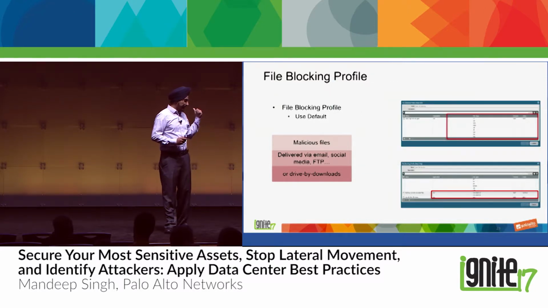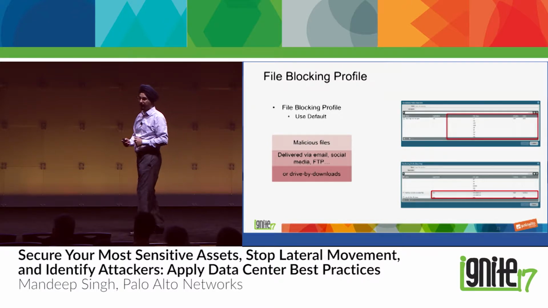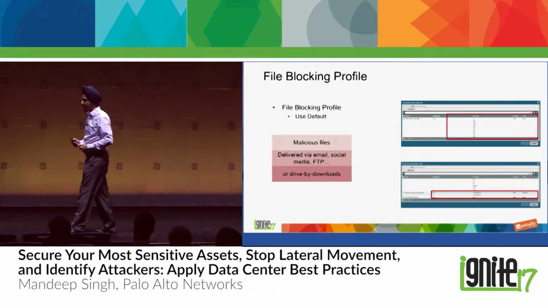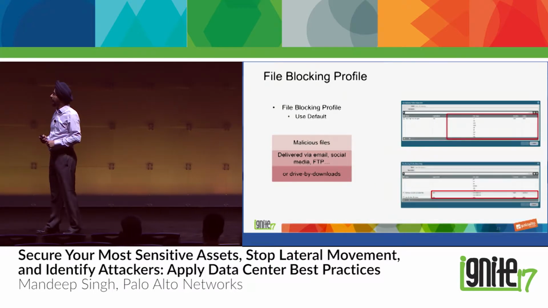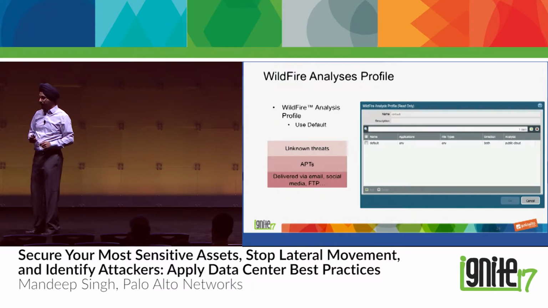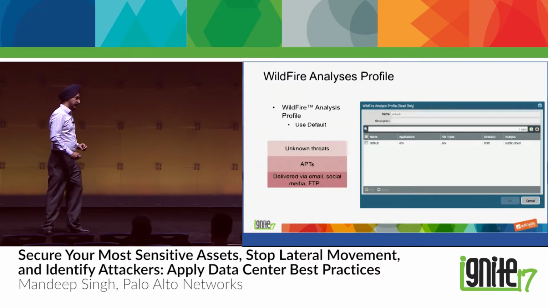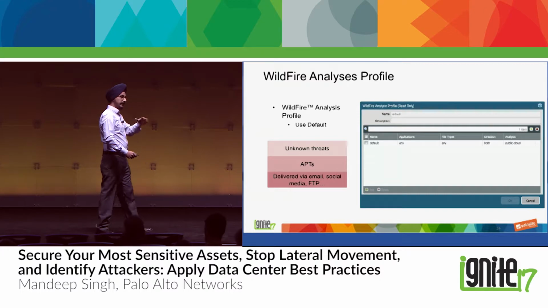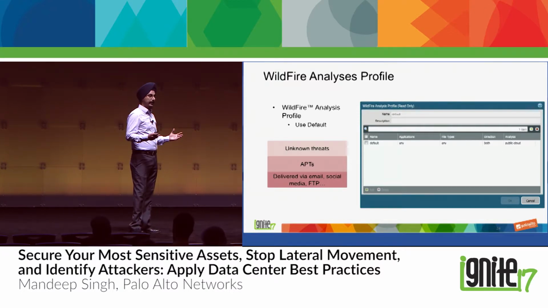The next is, there are 2 more categories where we suggest you log all other file types and prompt for the other ones. After we have gone through the file blocking profile, we move on to the WildFire analysis profile. This is what we use to cover the unknown attacks. And we'll talk about how these different profiles fit in each one of those 4 data center flows.